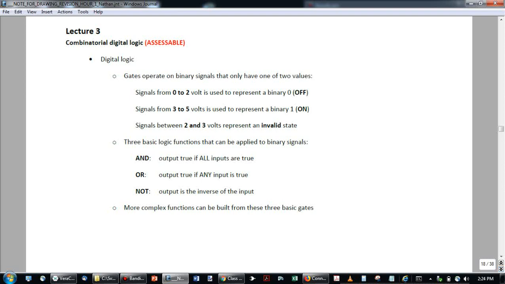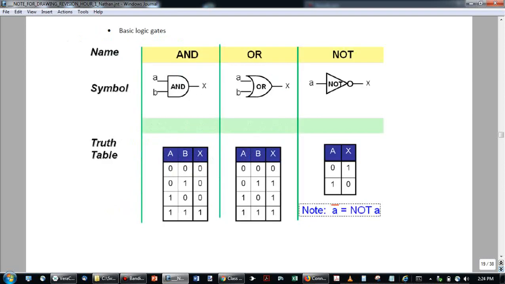You can build more complex functions from those basic logic gates. Here are their symbols and the truth tables. A truth table is basically a table that shows you all the possible inputs. In this case, there are 2 inputs, A and B, and then the output for those possible inputs based on the gate. Just a clarification there: A with a bar over it is the same as NOT A. So the bar means not or negation. The circle also means negation. So there's a couple of different ways to write that.